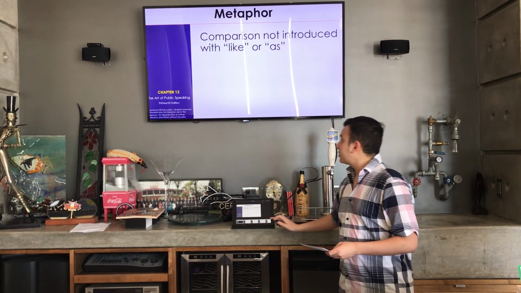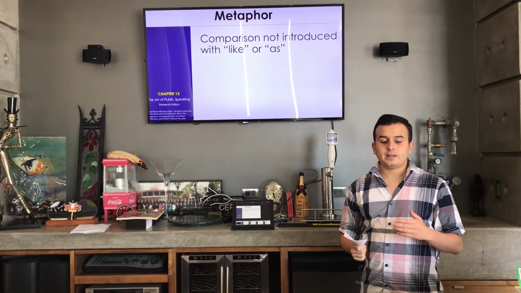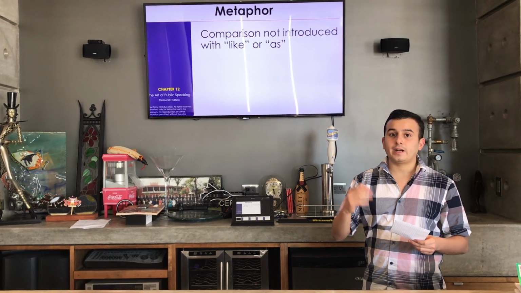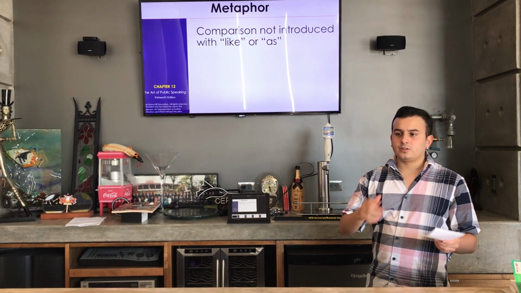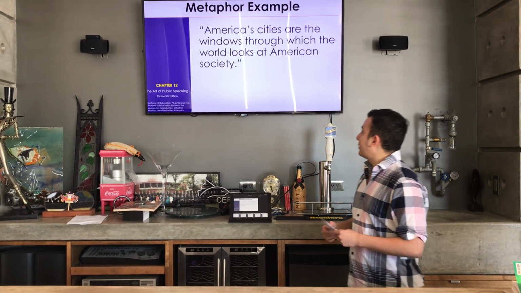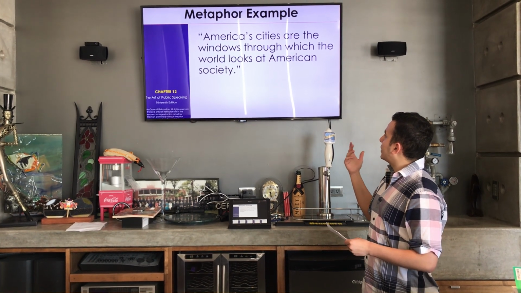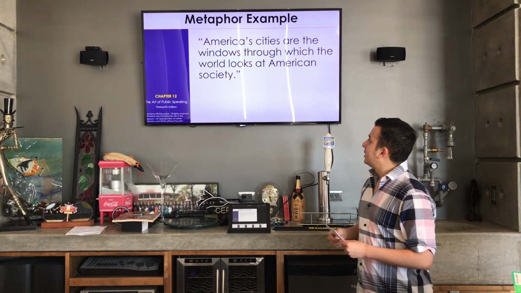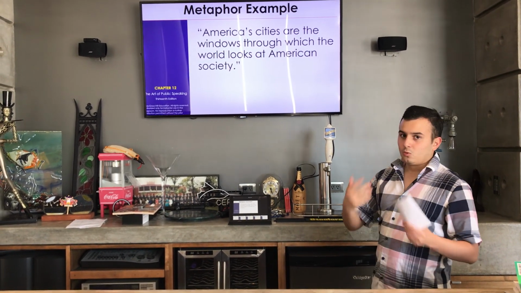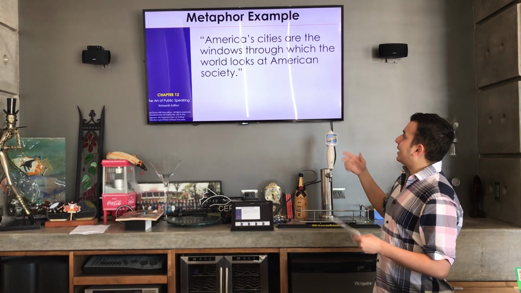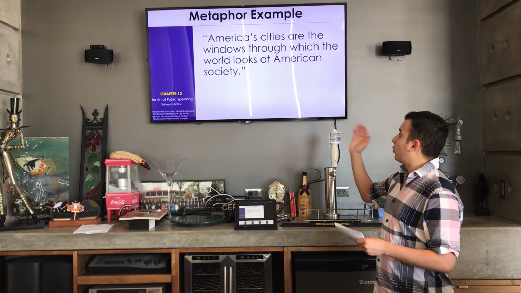This is really similar to the metaphor, which is basically the same. It's a comparison, but instead of doing it like the simile with like or as, you don't use those words. You specifically just say the term after the first term. An example of a metaphor would be, America's cities are the windows through which the world looks at American society. So this is just like a simile, but without the like or as. With a simile it would be, America's cities are like the windows, but here it gets rid of the like or as and goes straight to the windows.